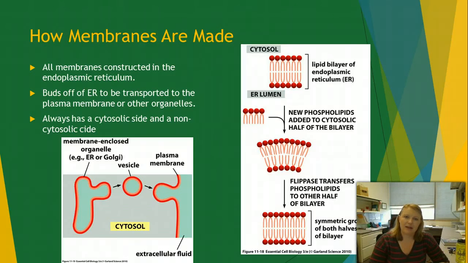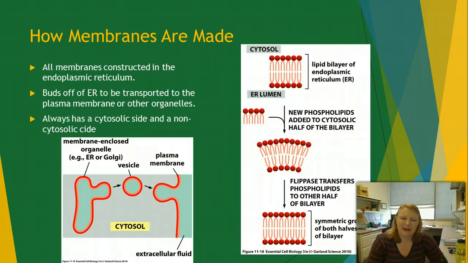And so what will happen is the ER lumen will generate these phospholipids. They're going to get added to the cytosolic half of the bilayer. And then there's an enzyme called flippase that will flip the extra ones onto the other side to create that even, symmetric growth of both halves of the bilayer. Now remember, when it's being built, they're symmetrical. Once all the components of the membrane get added, that's when it becomes asymmetrical. And at that point is when directionality matters. The cell has to keep track of the cytosolic side and the non-cytosolic side.